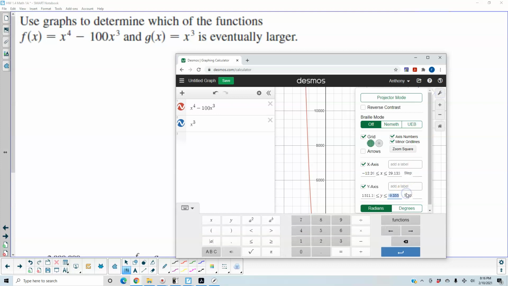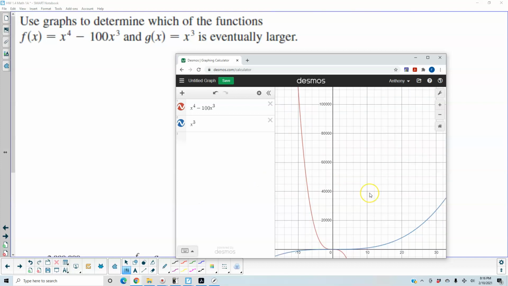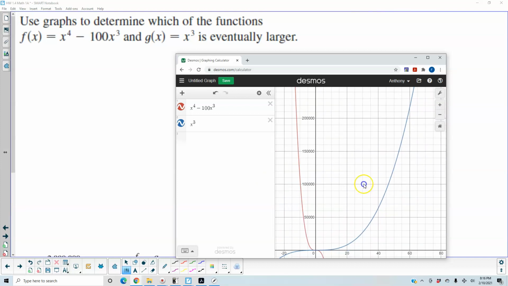Let's go to, let's say, 100,000. So here it's moving further and further away.